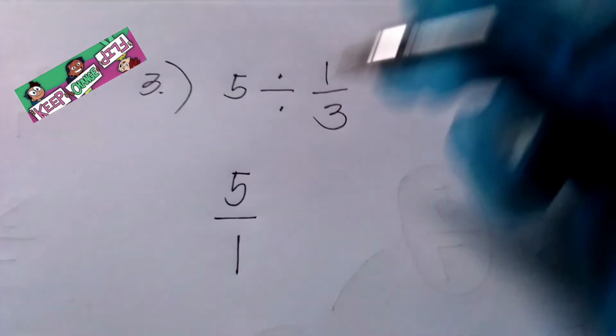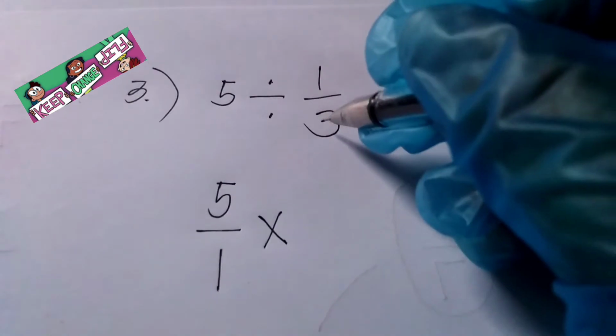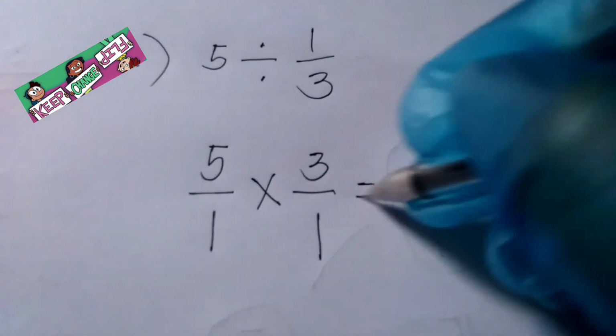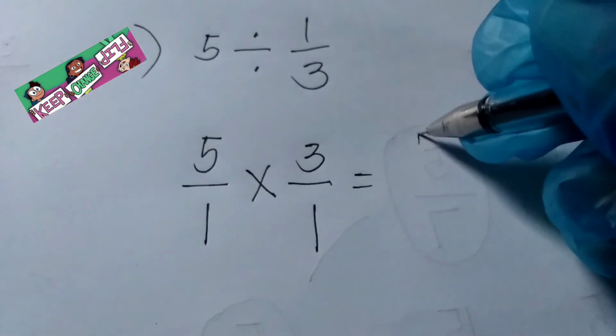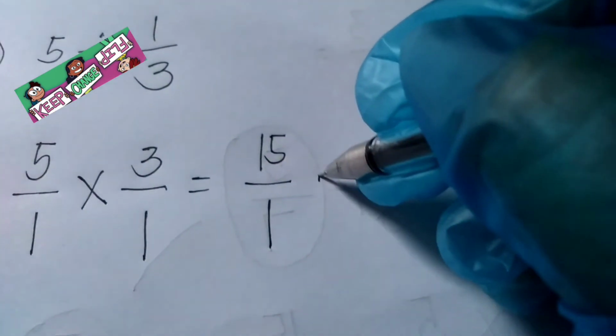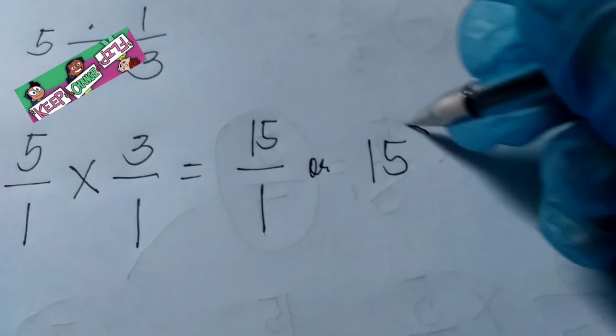Since all whole numbers have 1 as denominator, 5 becomes 5 over 1. Then change the division operation into multiplication. Then get the reciprocal of 1/3. It becomes 3 over 1. Then proceed to multiplication. 5 times 3 becomes 15. Then 1 times 1 becomes 1. 15 over 1, or whole number 15, is the correct answer, the final answer.